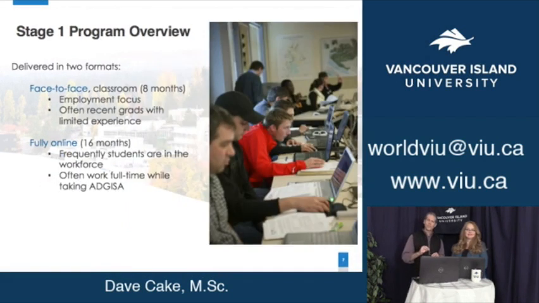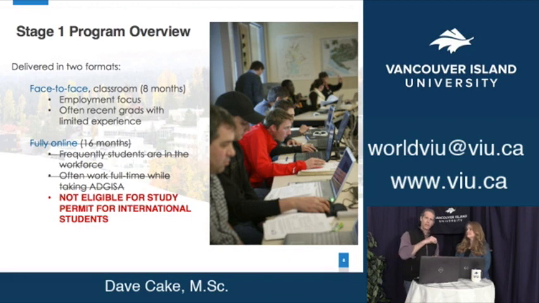The program's delivered in two formats. One is face-to-face, in the classroom here in Nanaimo, and that's a 2-semester program. It's also delivered fully online, and it's stretched out a little longer because a lot of our students are working while they take that. But it's really important for international students to understand that if you take the online program, you're not eligible for study permits and work permits to come to Canada. So if you're interested in coming to Canada, you need to take that face-to-face version. That's what I'm primarily going to talk about today, because I think that's what many international students are interested in.